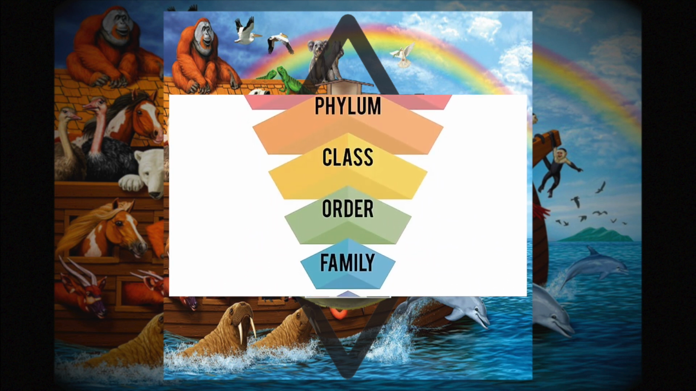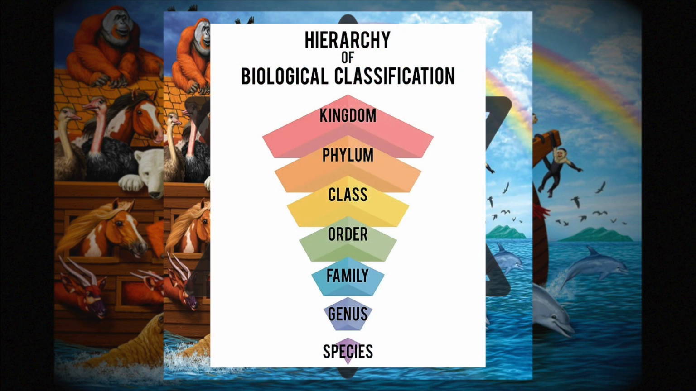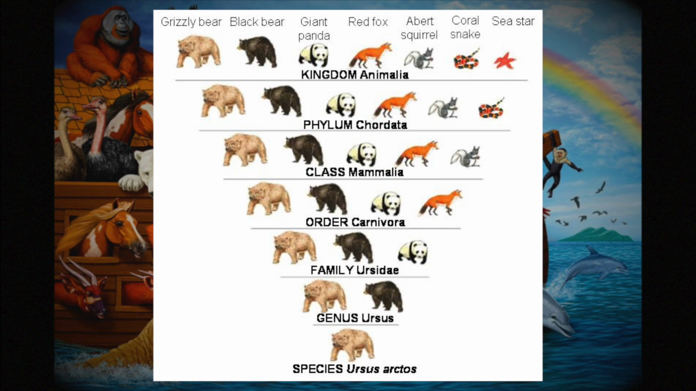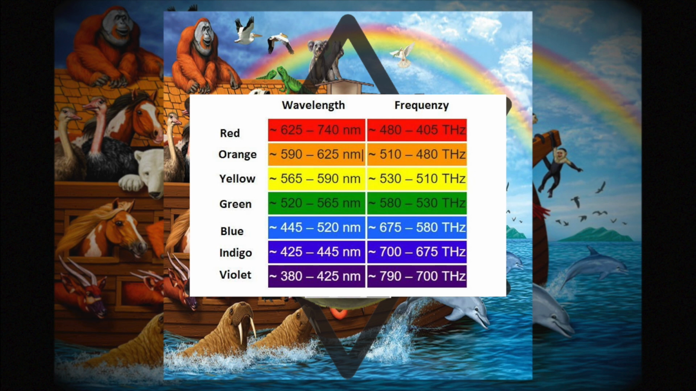Seven clean animals, visually represented by the hierarchy of species, represent the seven colors of the visual spectrum.